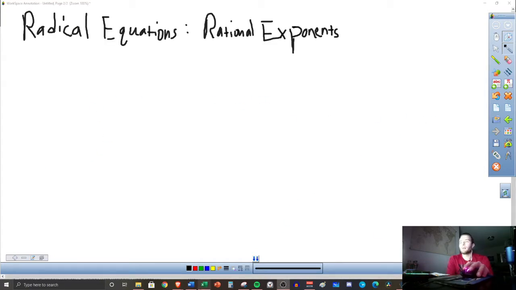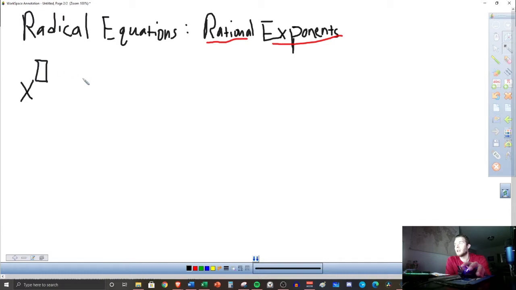So what are we talking about when we say the word rational and the word exponents? Well, exponents should make you think of powers, right? So for example, if we have x raised to some sort of power, I'm going to want you to write this with me. We're raising it to some sort of power up here, right?